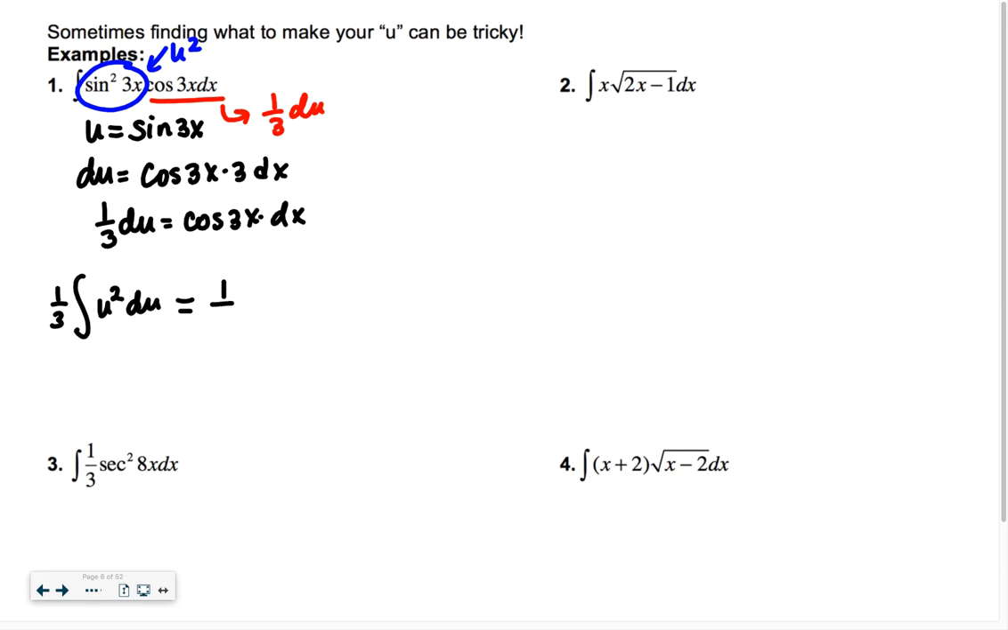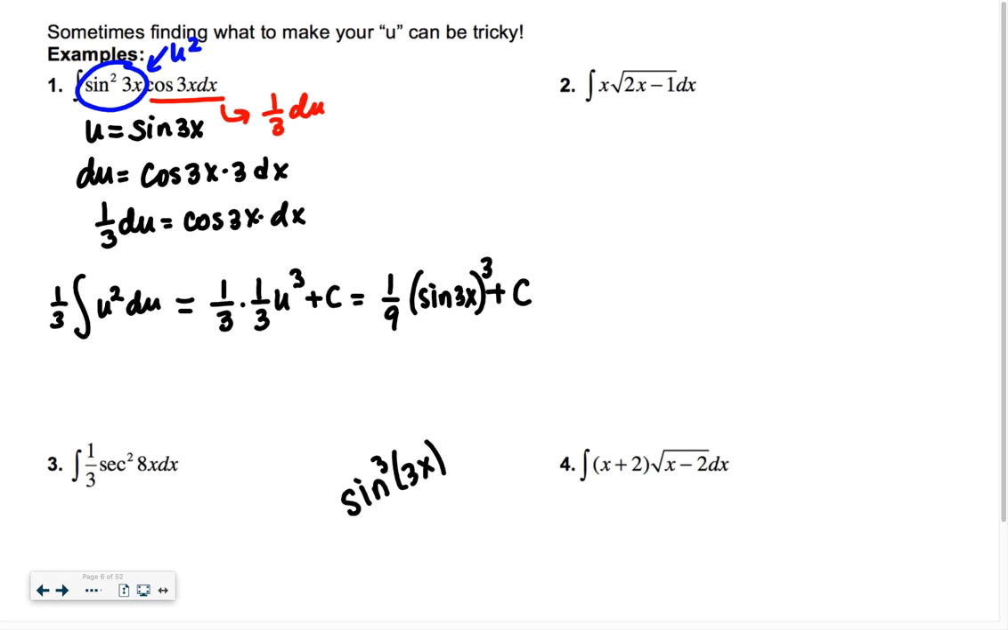So we do 1/3. If I integrate u squared, I get u cubed with a 1/3 out front plus c. So 1/9 our u value cubed plus c. And then last step, our u was sine of 3x. Looks like that. And some people in the first class were saying, can you write like sine cubed of 3x? Yeah, you could do it that way as well.